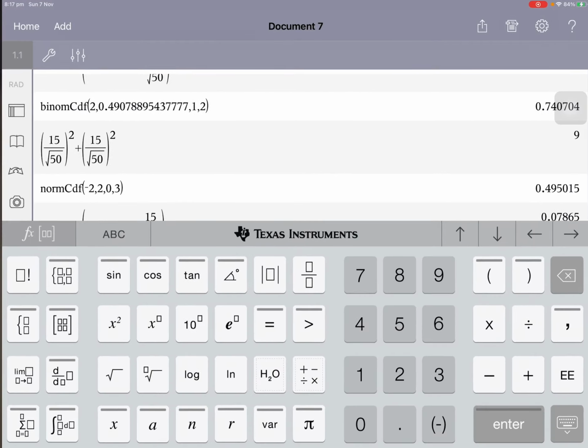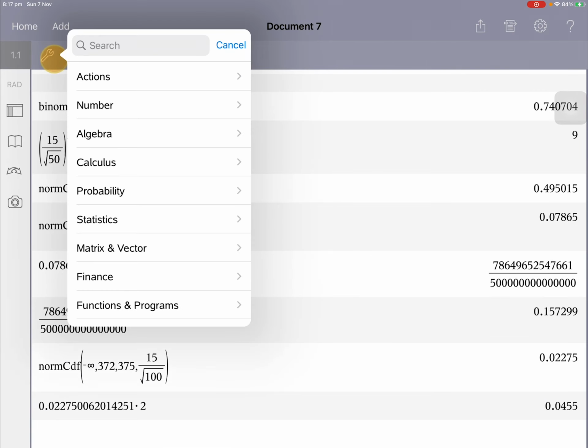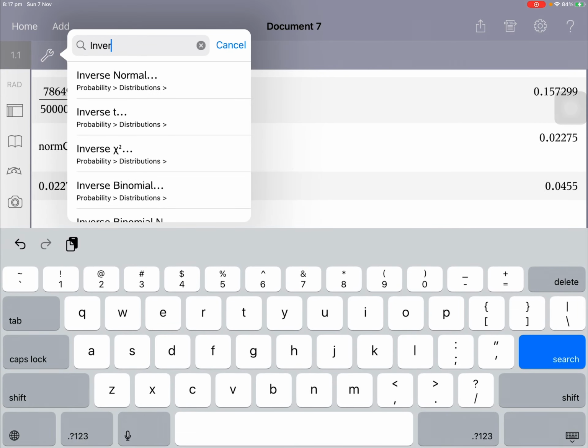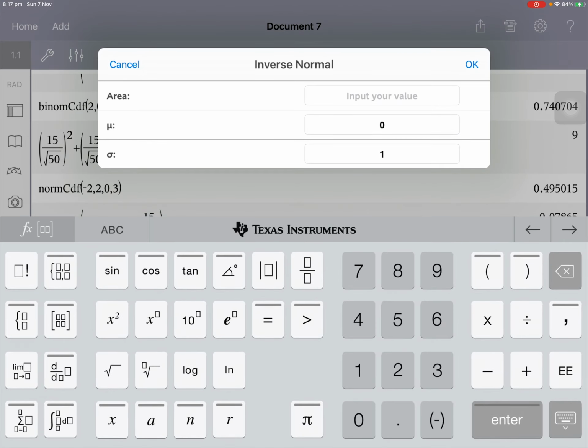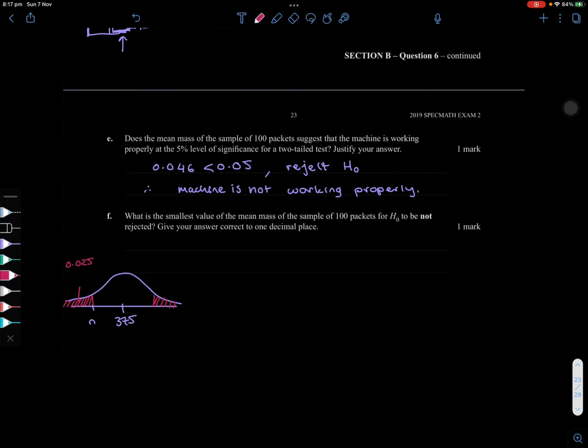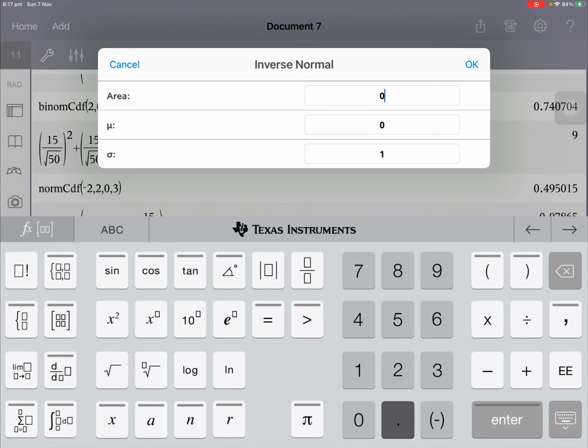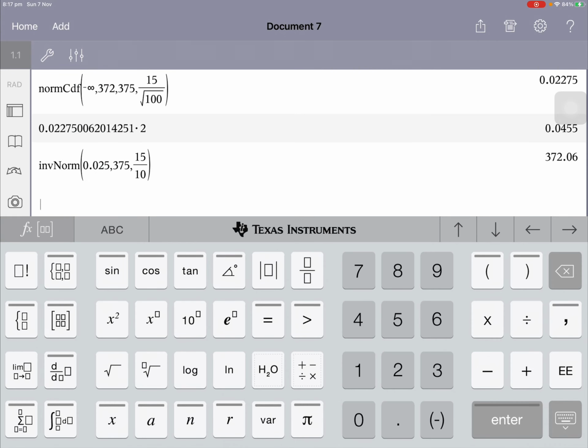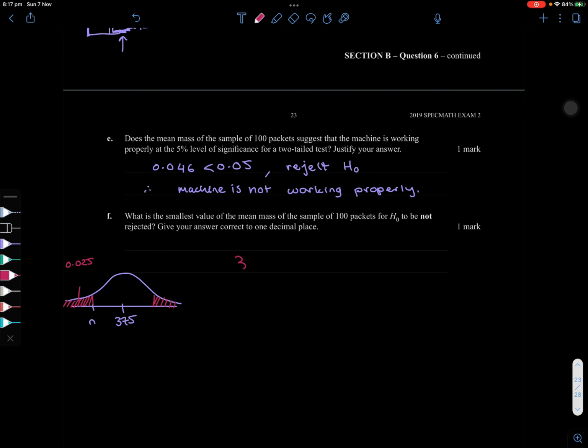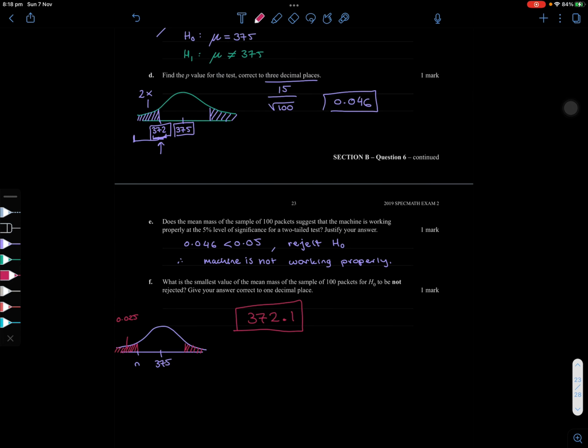So to work this out, all we need to do is go on to inverse normal, right? And we say our area, right, the left-hand side, I just wrote down 0.025. Our mean is 375, and our standard deviation is 15 on root 100, which is just 10. And that gives us 372.06. To one decimal place, it's just 372.1. That is the smallest value.